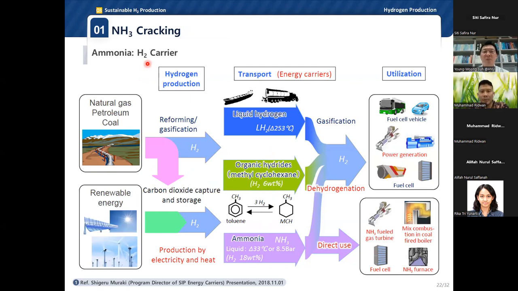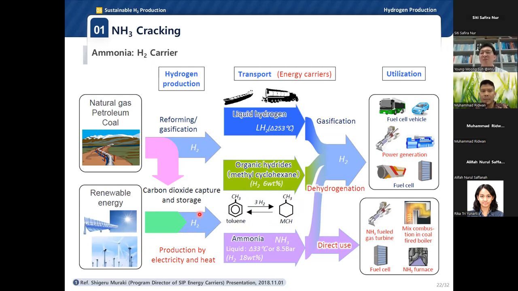We know that ammonia is right now a very, very famous hydrogen carrier, right? This is what I mentioned earlier: reforming, just conventional hydrogen production over here. And this is the renewable or sustainable hydrogen production. And that hydrogen is stored into toluene to produce MCH, methylcyclohexane. Then MCH is one of the organic hydrogen carriers over here.